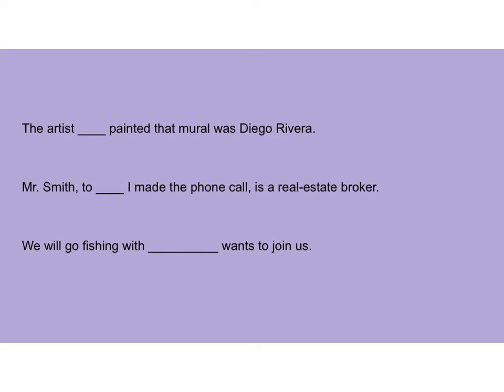Let's do a couple together. The artist blank painted that mural was Diego Rivera. Let's do step one. Isolate the subordinate clause. Here's your subordinate clause. Blank painted that mural. This is your independent clause. So within here, I want to find the verb. I have an object here. Painted what? Painted mural. Who or what painted the mural? So I'm looking in this blank for a subject.